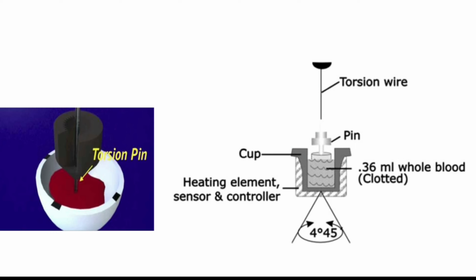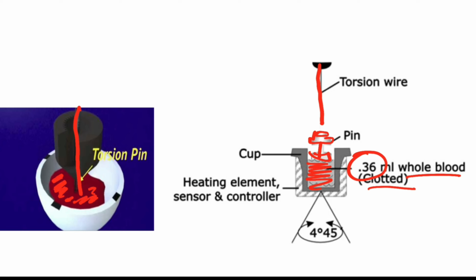Here is a picture of the apparatus. This is the torsion wire. You can see the torsion pin here. The pin is immersed in 0.36 ml of whole blood, which is citrated. Initially the blood is liquid, right? So when the cup is oscillating, the pin doesn't move. It stays still in the blood. When the blood starts clotting around the pin, the blood gets solid and holds the torsion pin, so the torsion pin also moves with the blood clot.